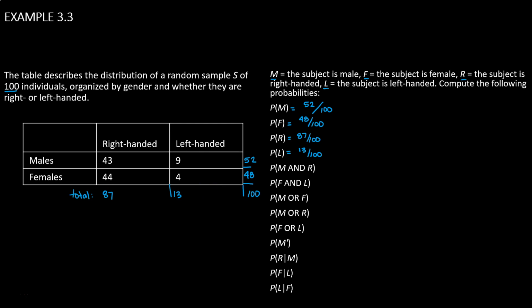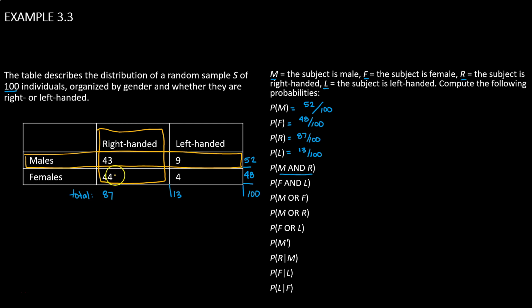Now we're ready to look at some of the AND events. So male and right-handed means we're looking for someone who's in both the male row and the right-hand column. So we're considering all of these members of the study. These are all the males. And all of those who are right-handed. And "and" is saying that I want one person that has both characteristics.